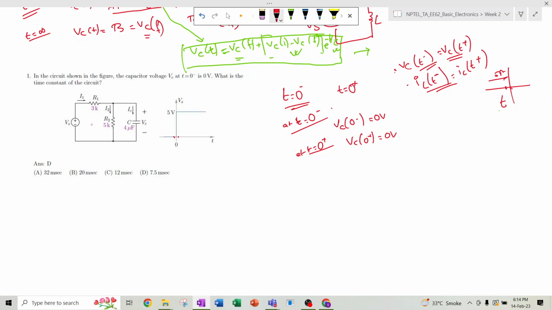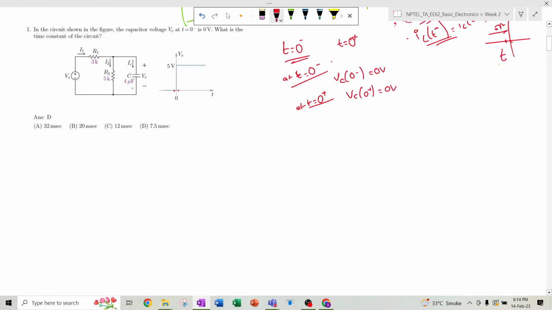Now they are asking what is the time constant of the circuit. To determine the time constant of the circuit, we will look through the capacitor, making the capacitor open circuit, and we will find the equivalent Thevenin resistance, and the time constant can be written as RTh into C in case of RC circuits. So for this case we will look from this point of view. We make this open circuit, this is A and this is point B.